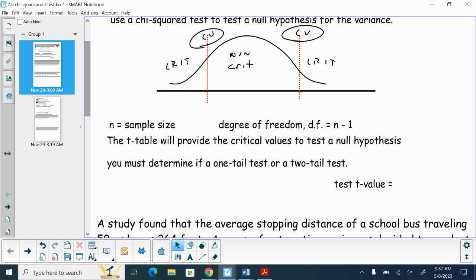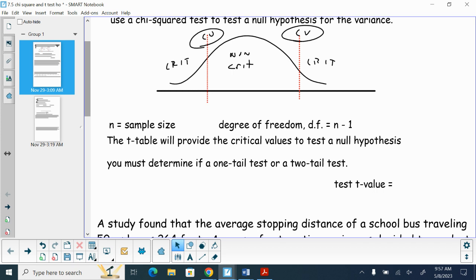To find our critical values now, we will just have to look at our alpha value that we are dealing with, and we have to go to our degree of freedom. So we'll find our critical value somewhere within our t-table. That is basically the only thing that's going to be changing here.